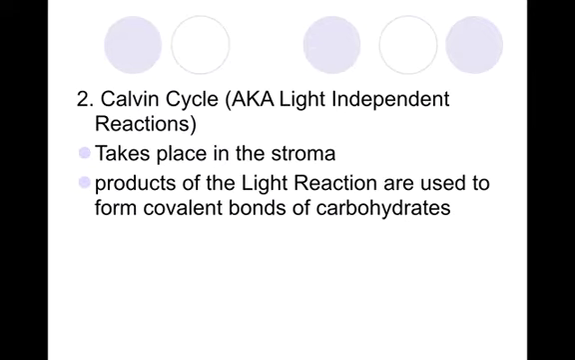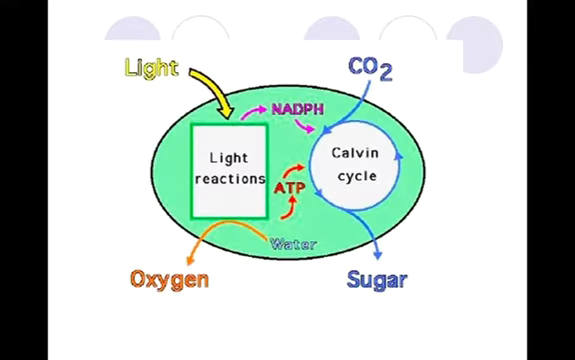The next process is called the Calvin cycle, also known as the light-independent reaction. This takes place in the stroma of the chloroplast. And this is where the products of the light reaction, those molecules that we talked about, are used to form covalent bonds of carbohydrates. So covalent bonds of carbohydrates occur in the Calvin cycle. They all start with C. And here we use what is formed in the light reaction for this to happen.